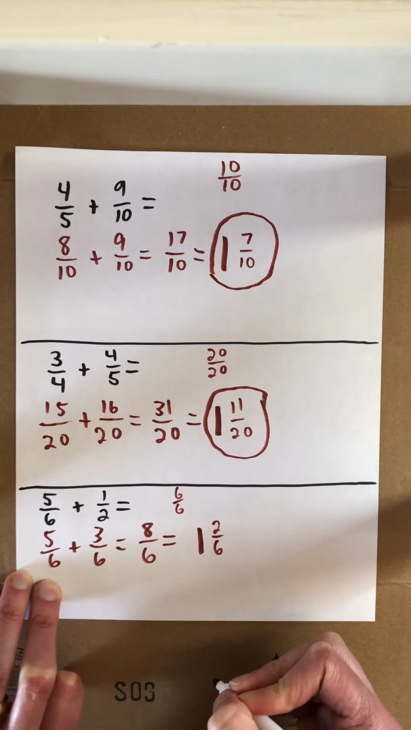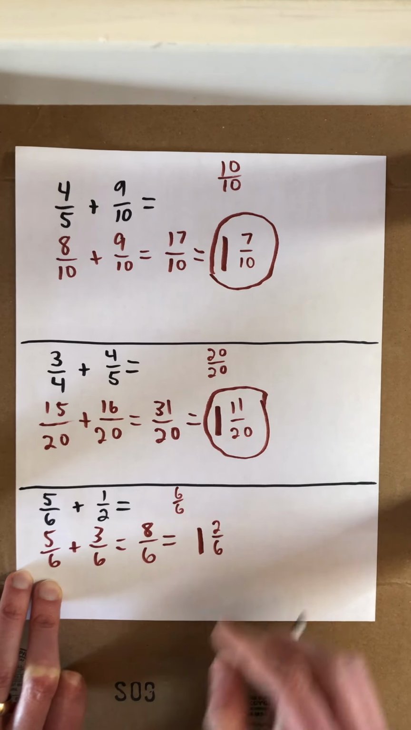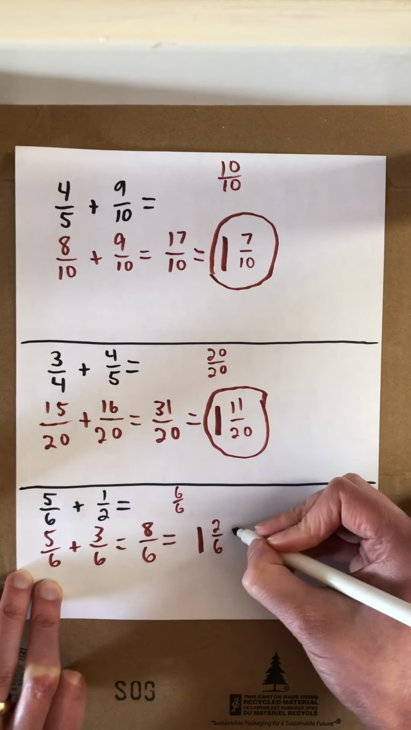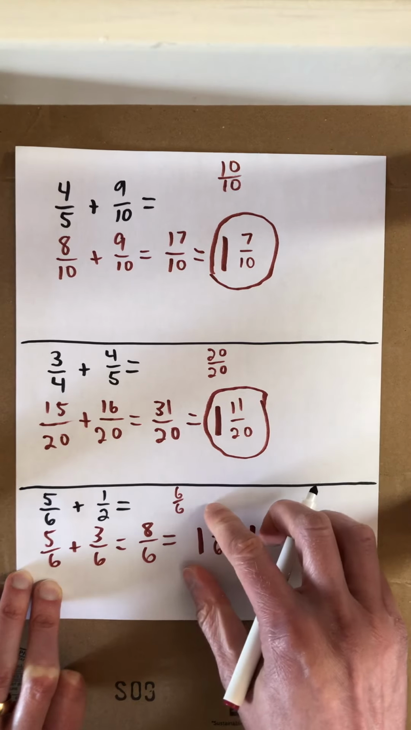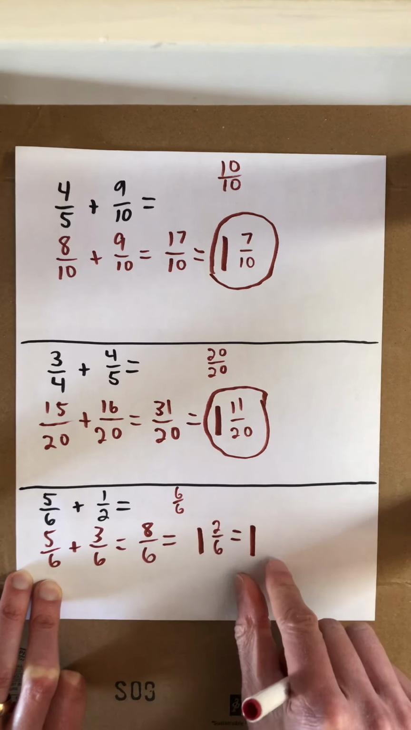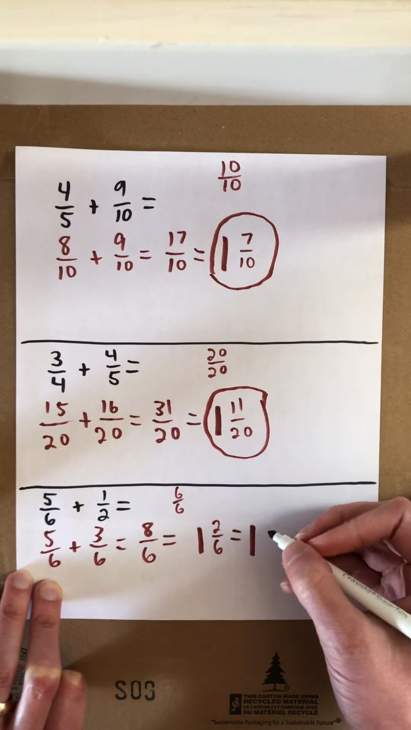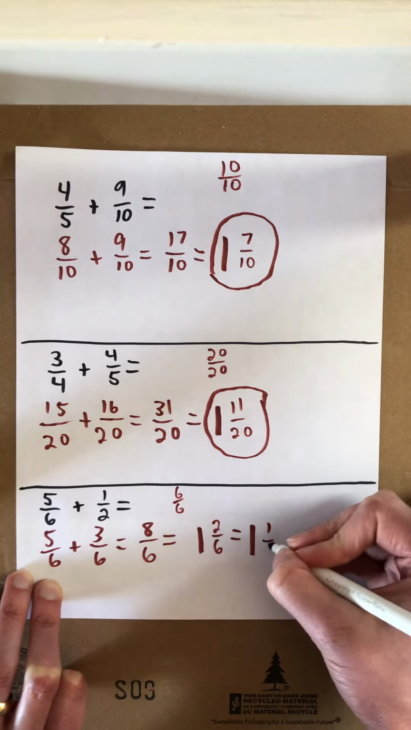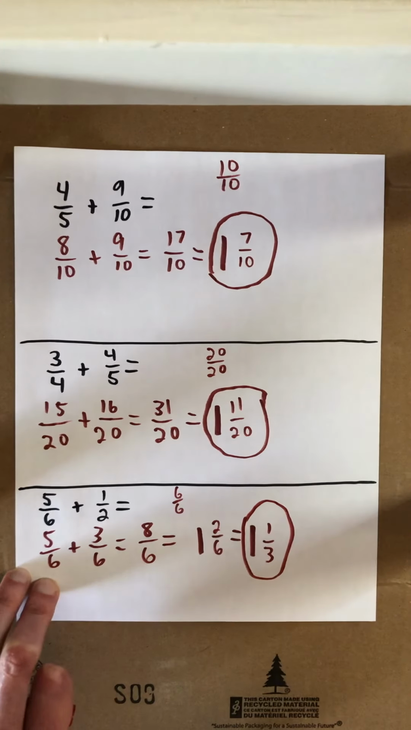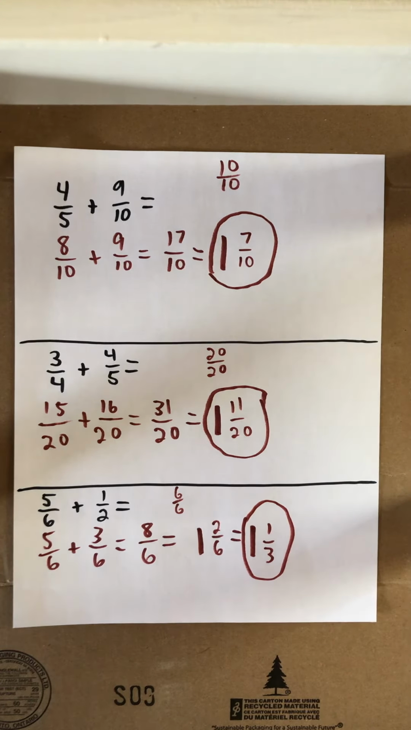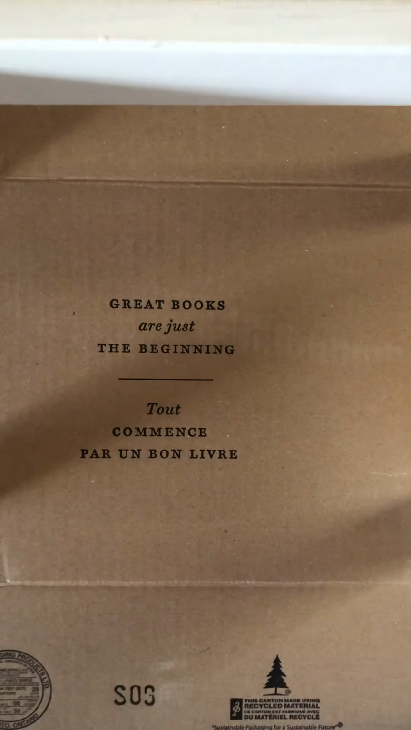But this time, I'm not quite done. Notice how 2 out of 6, that's not lowest terms. I can still divide top and bottom by 2. Notice how the 1 whole just stays there. When I turn a mixed number into lowest terms, the 1 whole just stays right there. And this one will become, because I divide top and bottom by 2, 1 out of 3. And that's how we add fractions that give us a mixed number answer. So we're going to take a look at subtraction next.